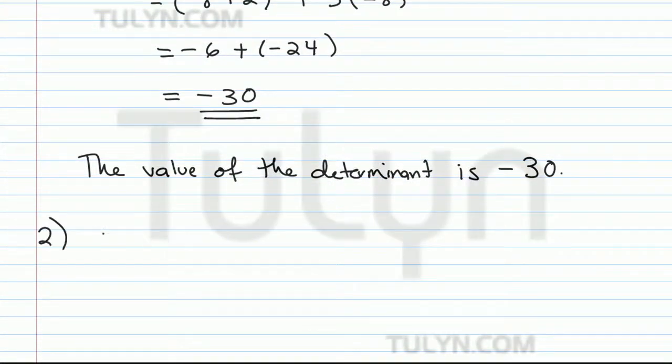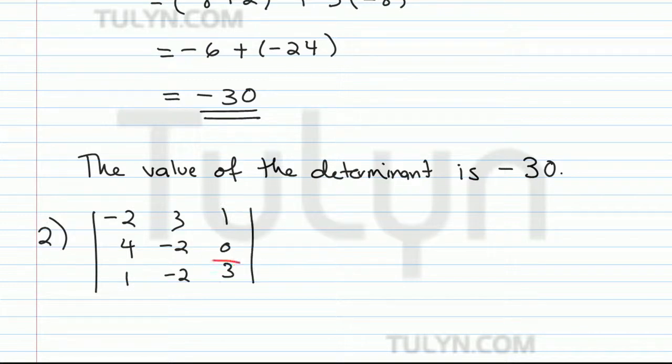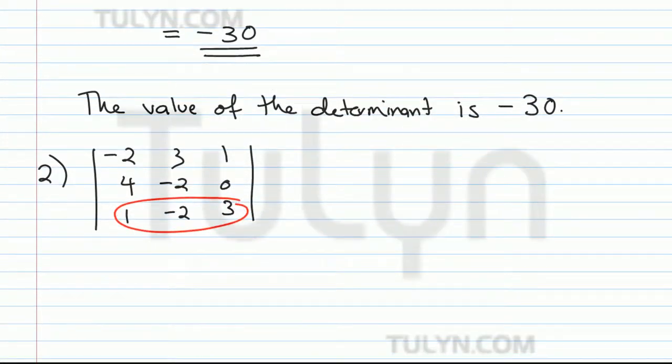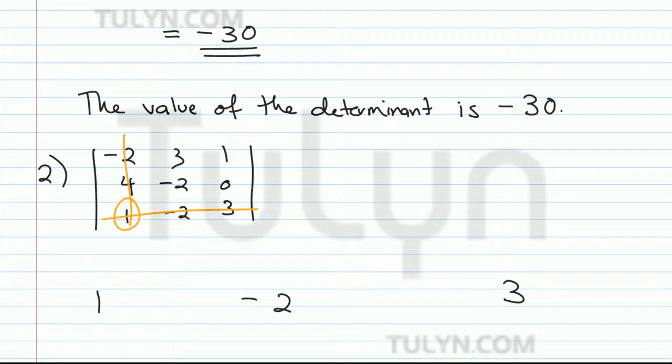So let's do number 2. Let's rewrite this whole thing. We want to expand by row 3, which basically means we want to expand by this row right here. So again, let's apply the method of minors one more time. We've got 1, negative 2, 3, and then we want to write the minors for each of the terms. For the first term, we're going to be left with 3, negative 2, 1, 0.